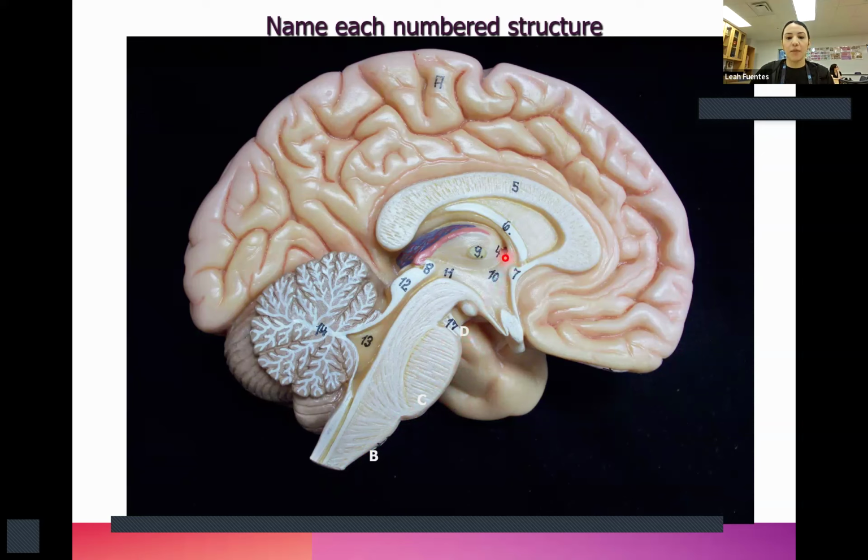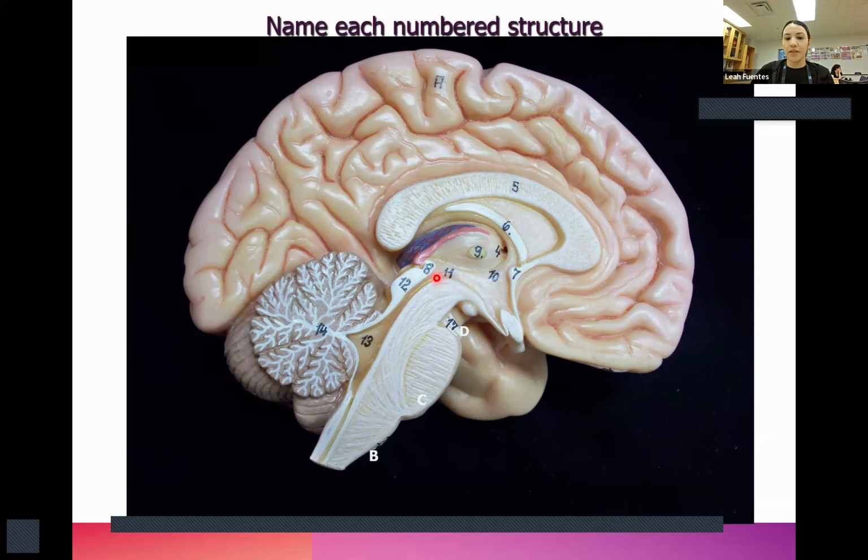Moving up, we have 4 up here. This is our thalamus. And then 5, we have the big C's. This is our corpus callosum. 6, this structure here is the fornix. 7 and 8, we can see they're kind of parallel to each other or across from each other. 7 is going to be the anterior commissure, and 8 is going to be the posterior commissure. 10 is going to be our hypothalamus. So again, we had our thalamus up here. 10 is going to be the hypothalamus.